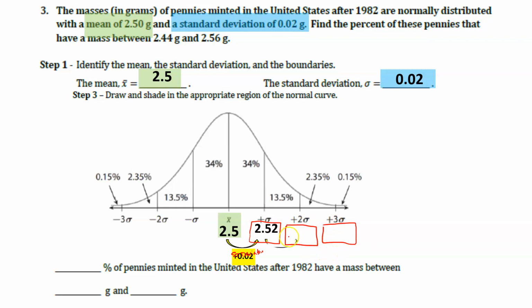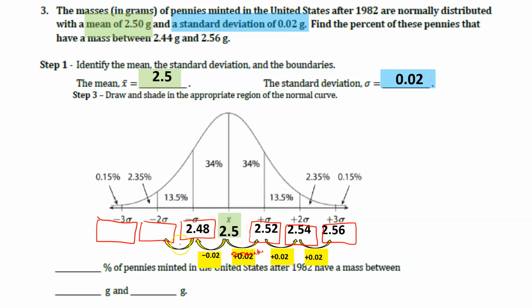That would be 2.52, 2.54, and 2.56. Going the opposite direction, let's go ahead and subtract. Take a moment to fill in these spaces by subtracting 0.02. And that would be 2.48, 2.46, and 2.44.